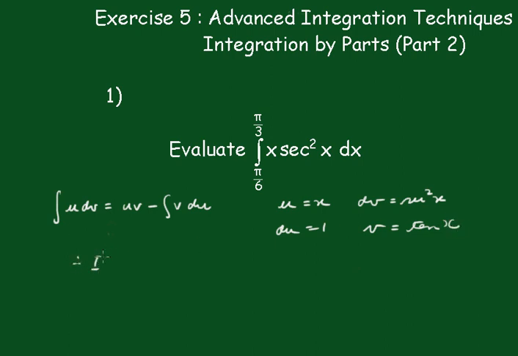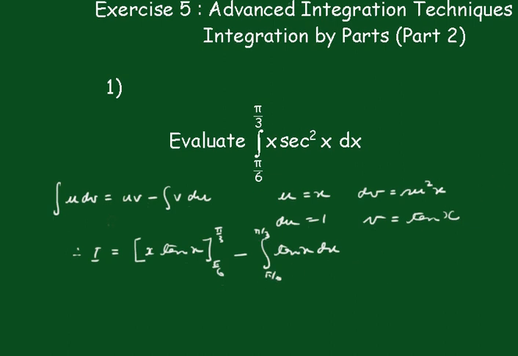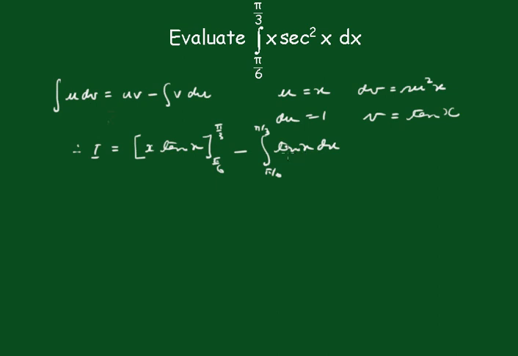Therefore I equals uv, x tan x, between pi upon 3 and pi upon 6, minus the integral of tan x dx between pi upon 3 and pi upon 6. As you recall, tan we changed into sine and cos. Let's get this part right here.